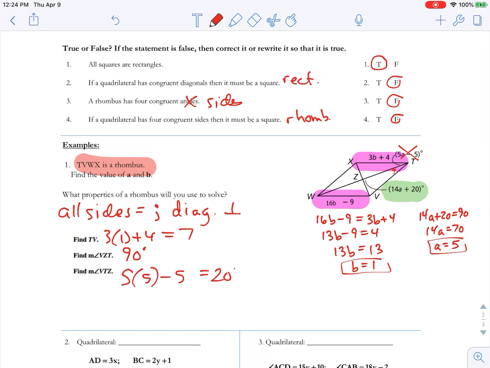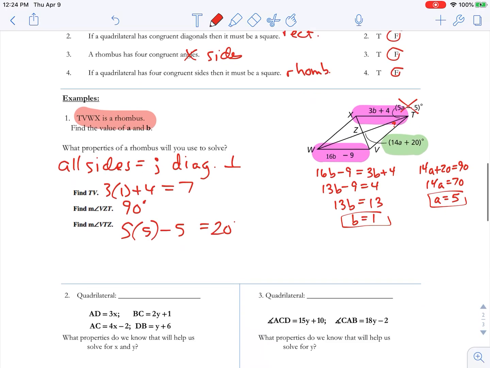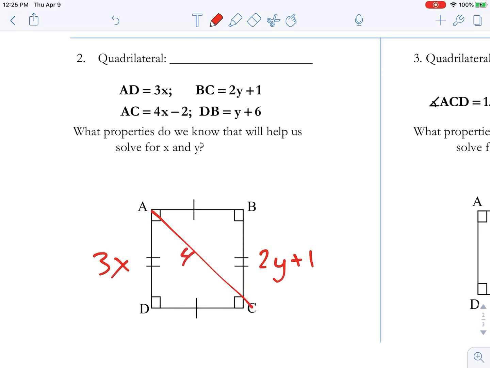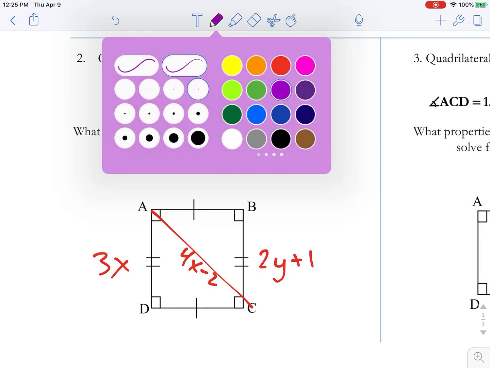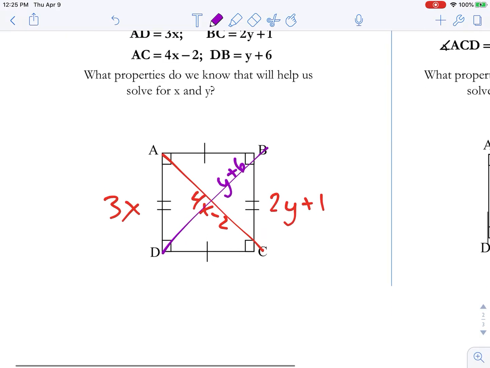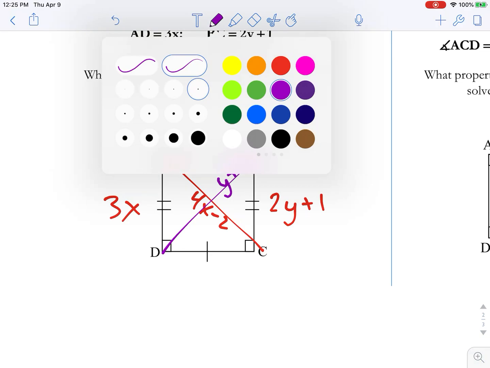A lot of knowledge has to go into this problem. A lot's going on here. So let's look at this one. We've got AD equals 3x. I got BC equals 2y plus 1. I got AC, this diagonal, is 4x minus 2. I've got DB, this other diagonal. Let me change colors here. This diagonal here is y plus 6. We've got some marks that say things are equal, so let's go ahead and write some equations down.